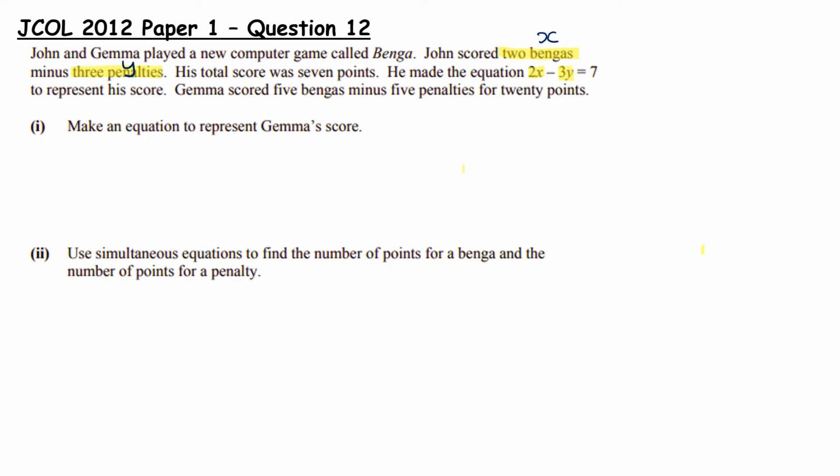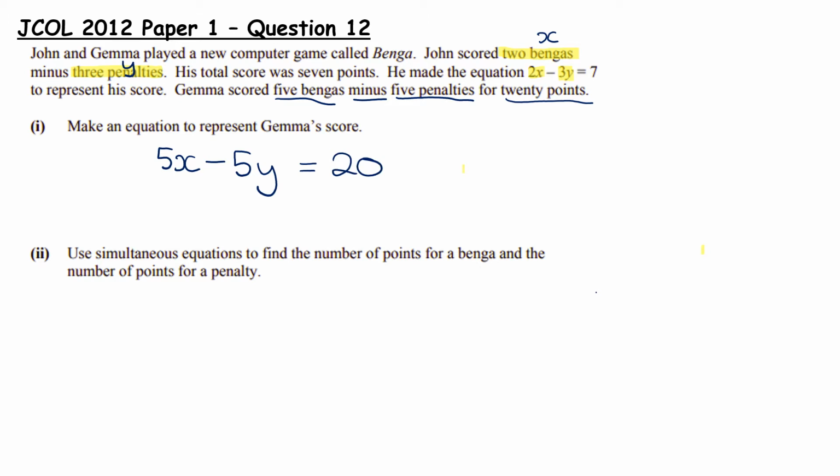So now they've asked us to do the same for Gemma. Gemma scores 5 Bengas minus 5 penalty points for a total of 20 points. So Gemma will look like 5 Bengas, which are x, minus, so that's subtract, 5 penalties, and remember our penalties are y, and it will give her a total of 20 points. So that is an equation representing Gemma's score.